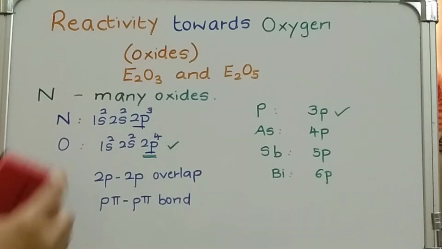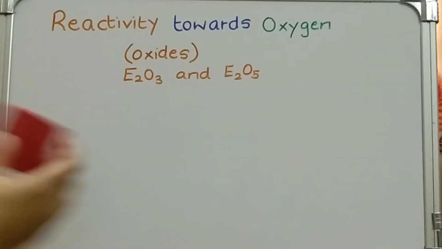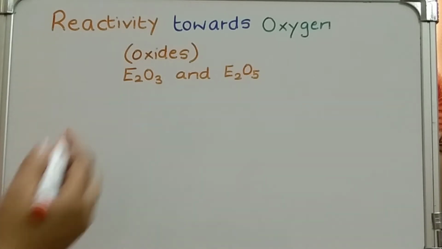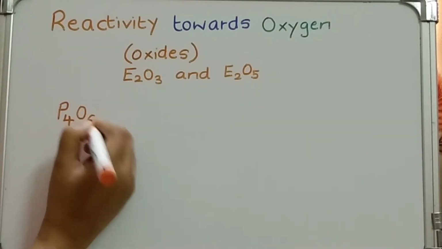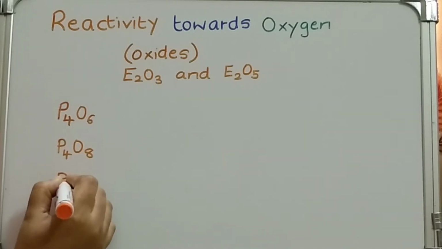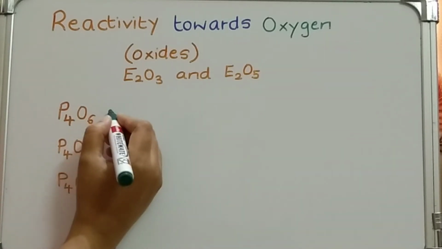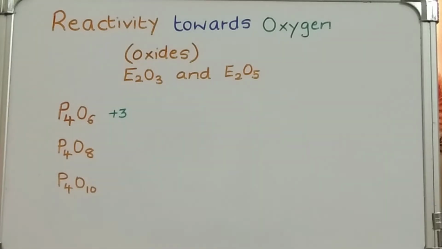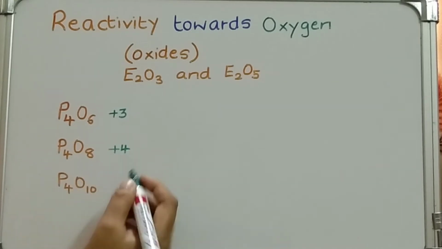So let's write some examples of oxides of different elements of group 15. For phosphorus, we have P4O6, P4O8, and P4O10. Now you can also calculate the oxidation state of phosphorus here. In the first one, the oxidation state of phosphorus is +3. In the second one, it is +4. In the third one, it is +5.